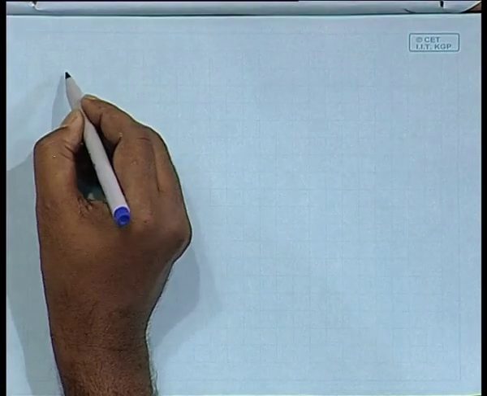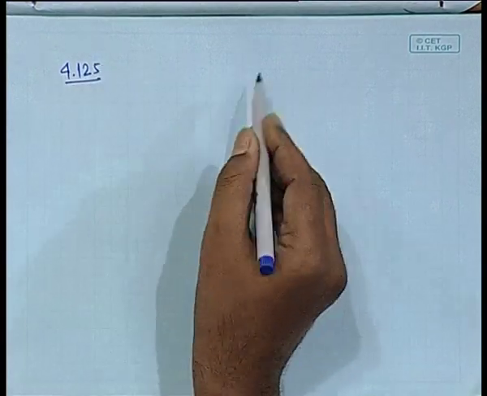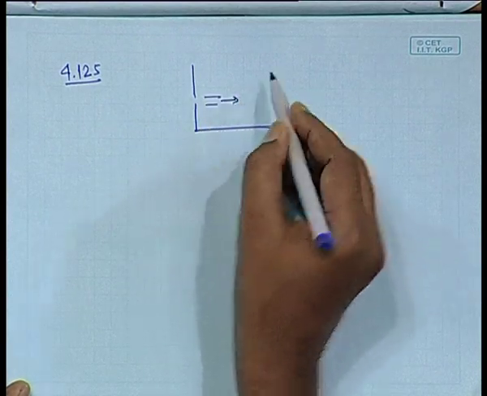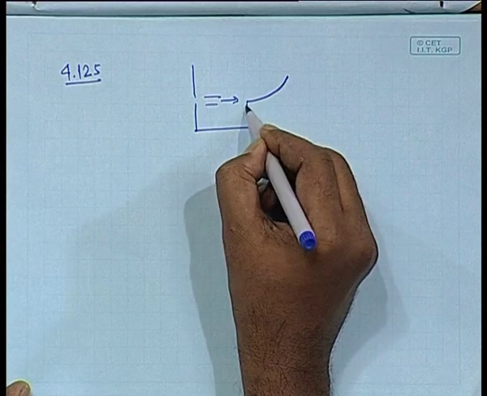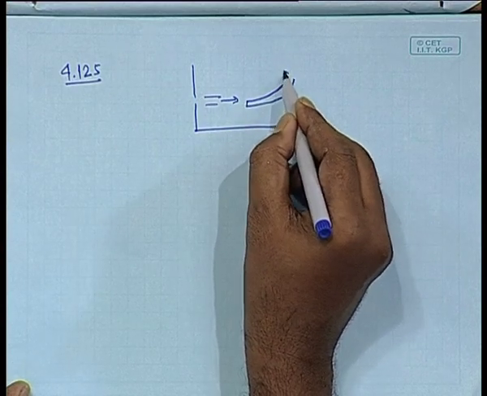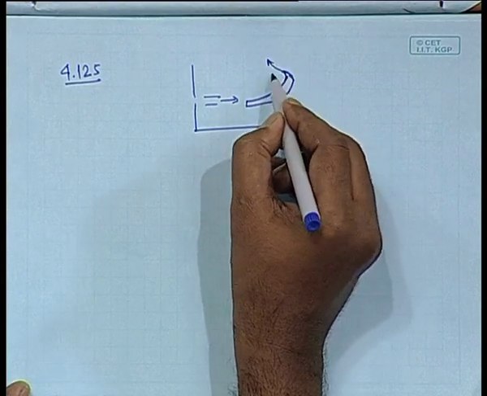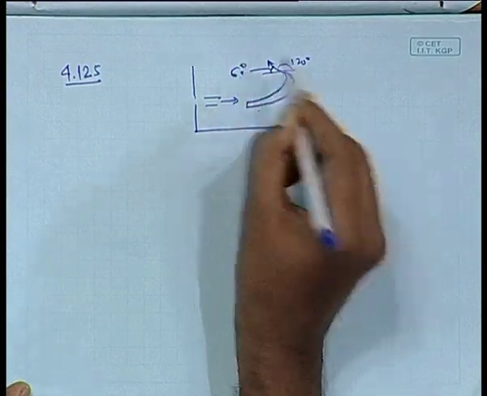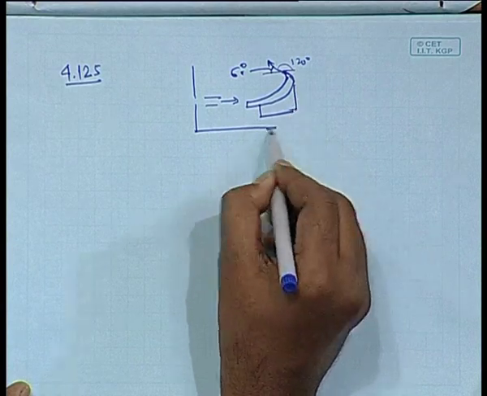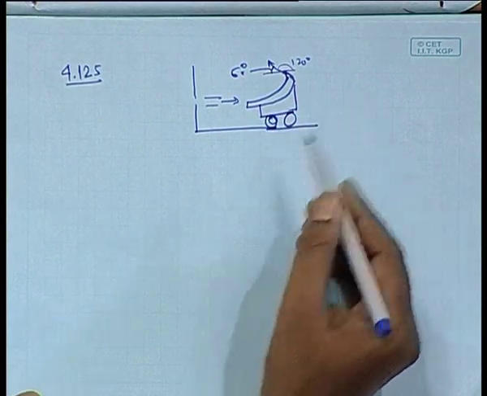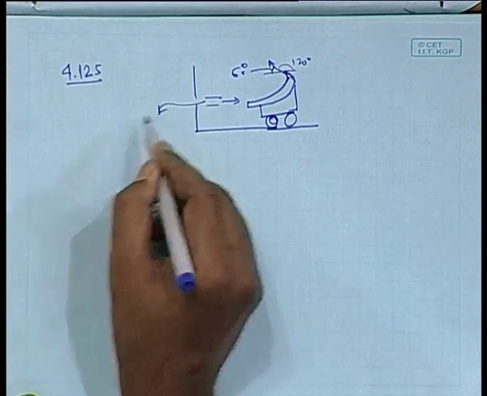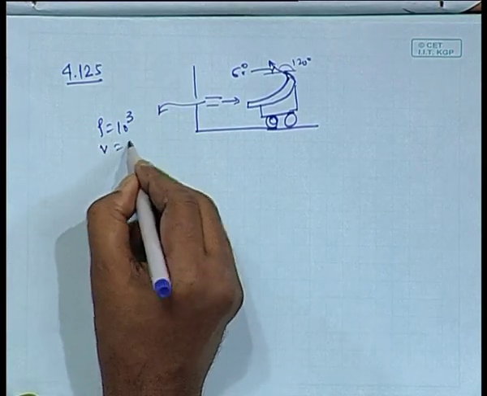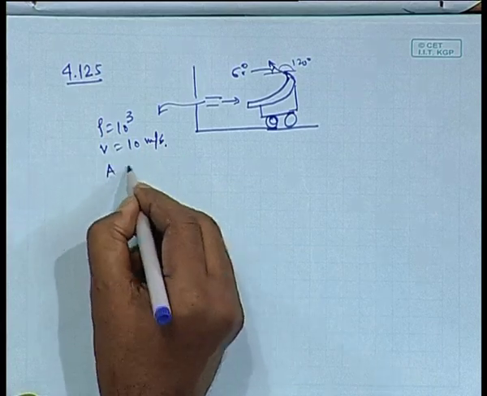So, there are so many variations of the same problem. That is problem number 125. This is 120 degree, this is an obtuse angle. So, this angle is 60 degree. Okay, that is the vane, this is the cart, and here rho is 10 cube, let us say 10 cube kg per meter cube, v is 10 meter per second constant, and area is a function of time.